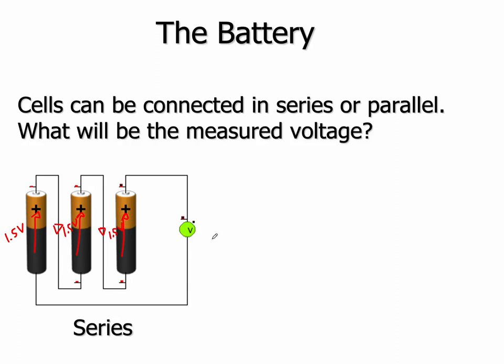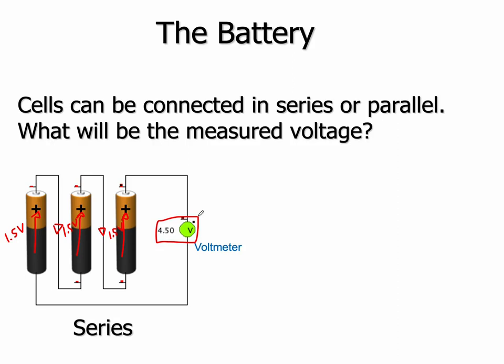This device over here is called a voltmeter. It measures volts or electrical potential. And my question is what is this device going to read in this case? Well, think about it for a brief moment. You can even pause and talk to your neighbor if you'd like. What is it going to read?